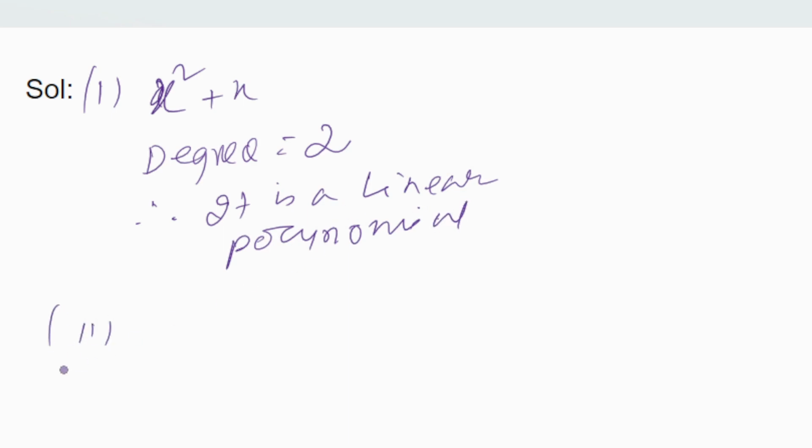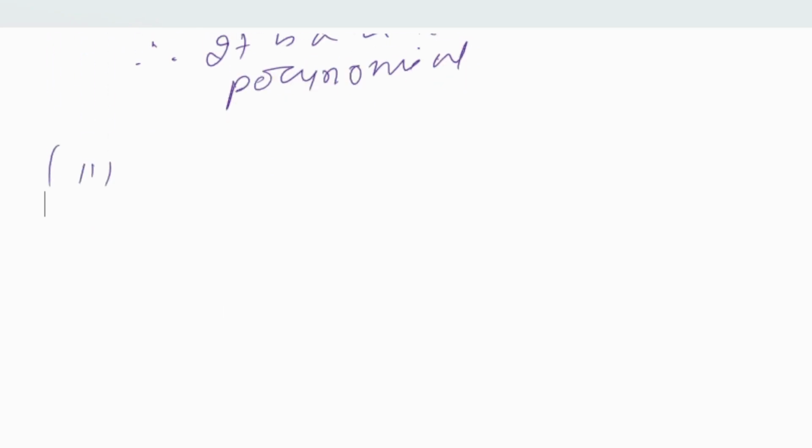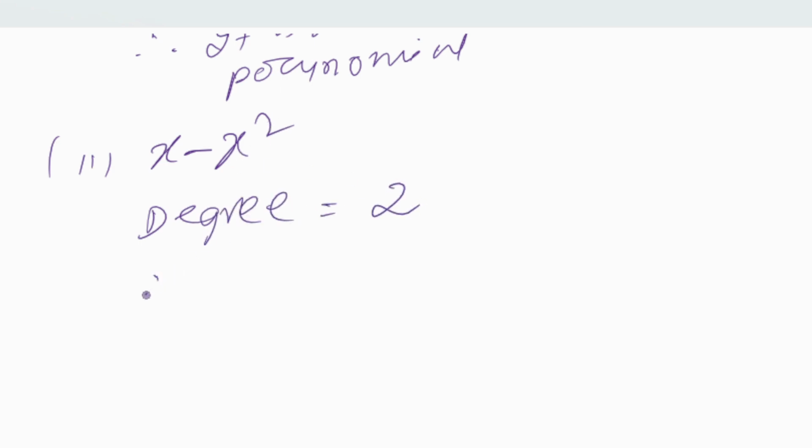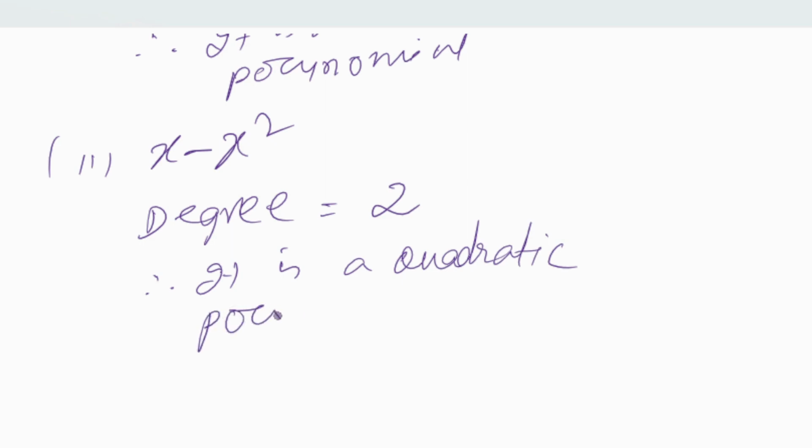Number 2. What is number 2? Number 2 is x minus x cube. In this case, what is the degree? Degree is 3. Highest power is 3. Therefore, it is a cubic polynomial. Okay, number 3.